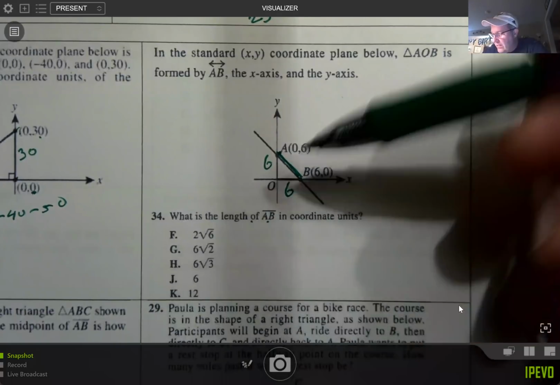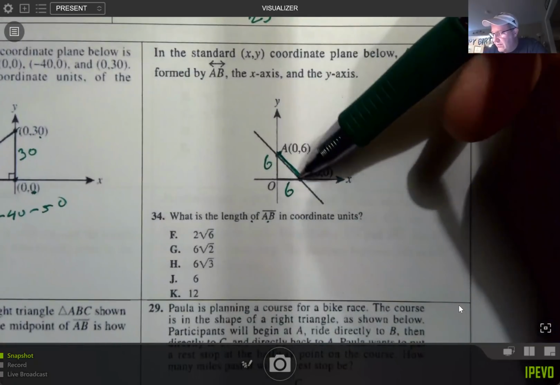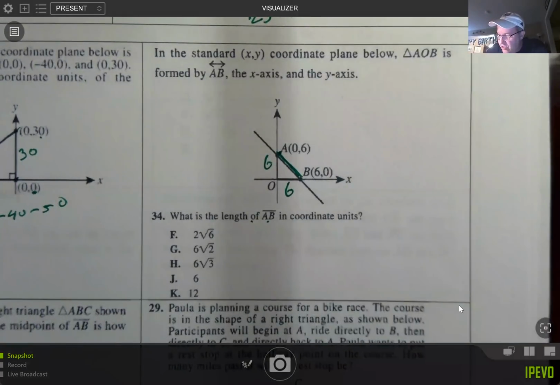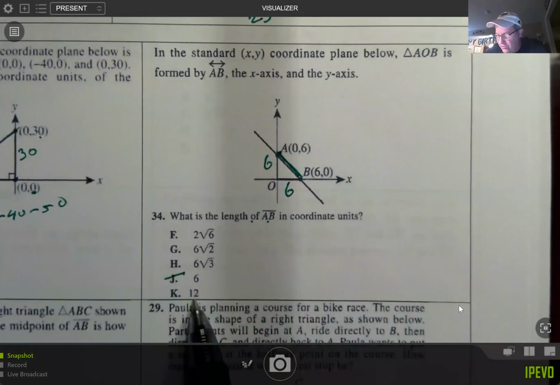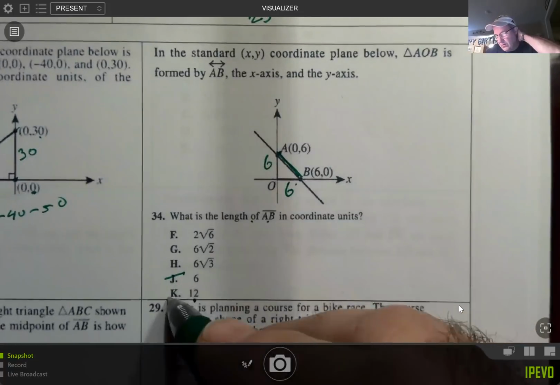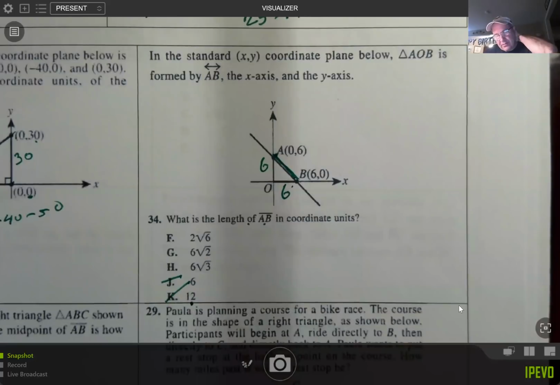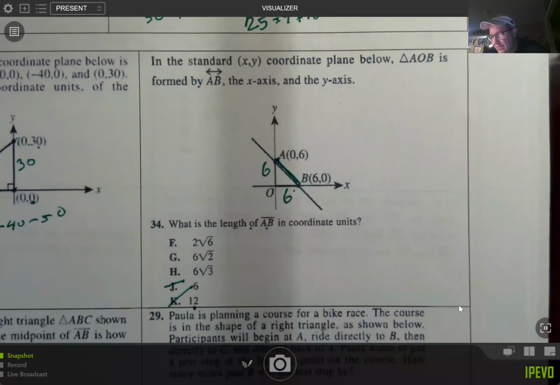We know that this side here has got to be bigger than 6, doesn't it? So I know it can't be J. There's no way it's 12. I mean, it's not going to be twice as big as that. No way at all. So the question is, which of these is it? Well, this one I think we're going to have to do the Pythagorean theorem, right?